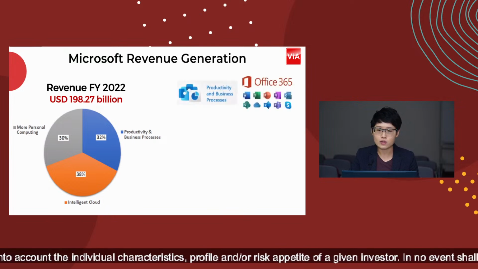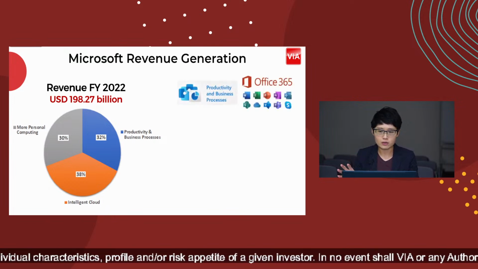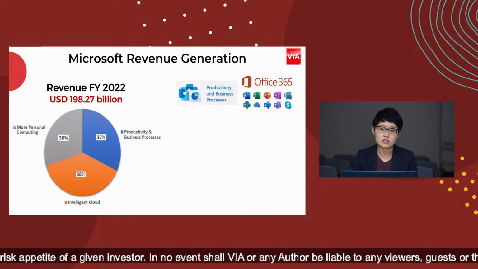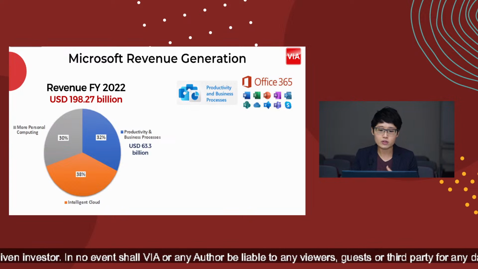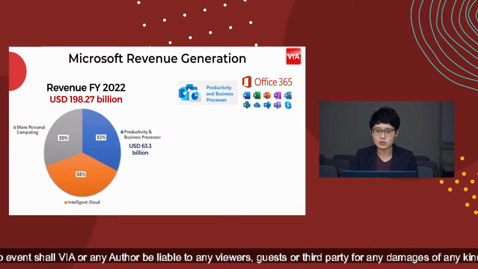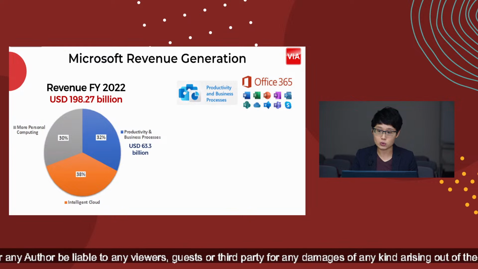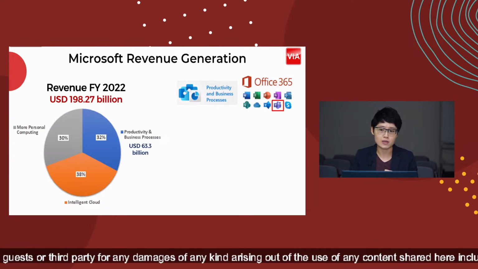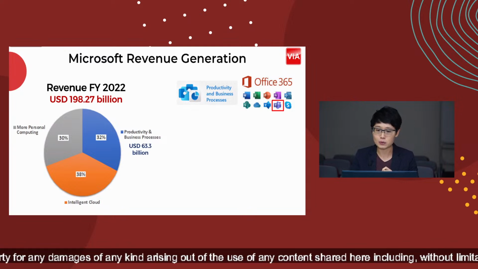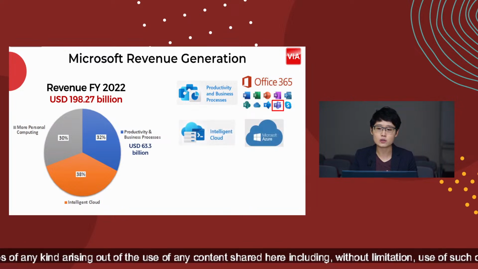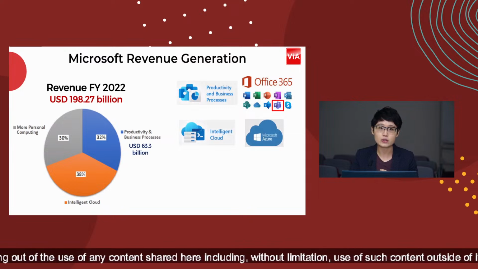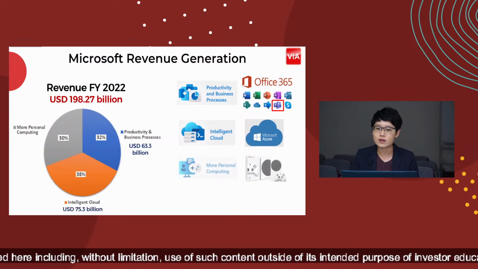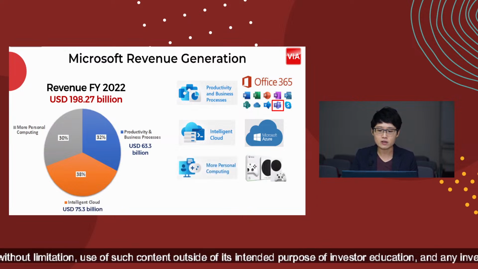So the productivity and business processes, on my right side, the Microsoft Office is one of the representative products under this business segment. And they generated about 32% of the revenue, which is 63.3 billion in 2022. And you can see over here, Microsoft Teams is under this business segment. So keep this in mind. And then the next one is Intelligent Cloud, which is the Microsoft Azure, which generated the lion's share of the revenue in 2022. And next, more personal computing.